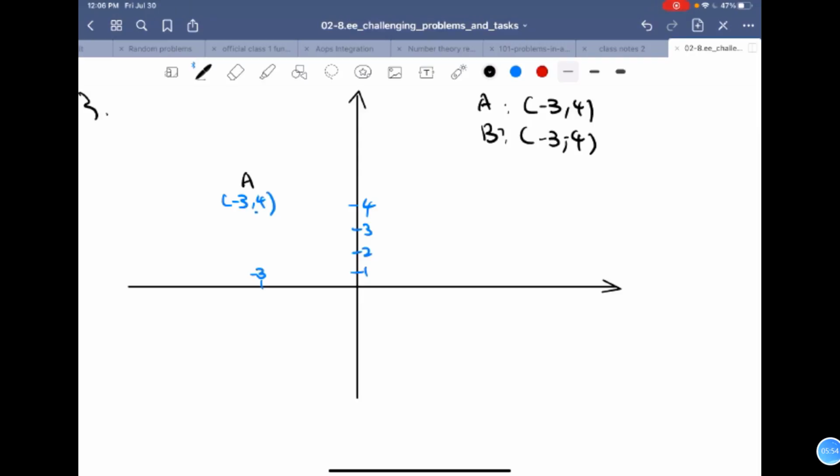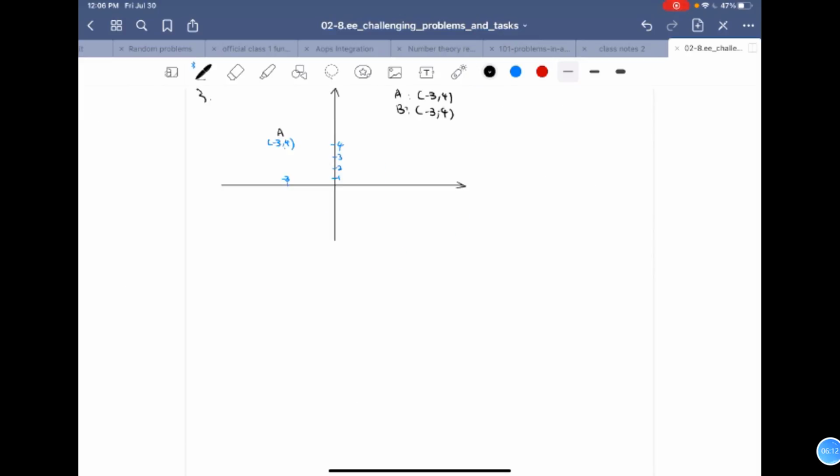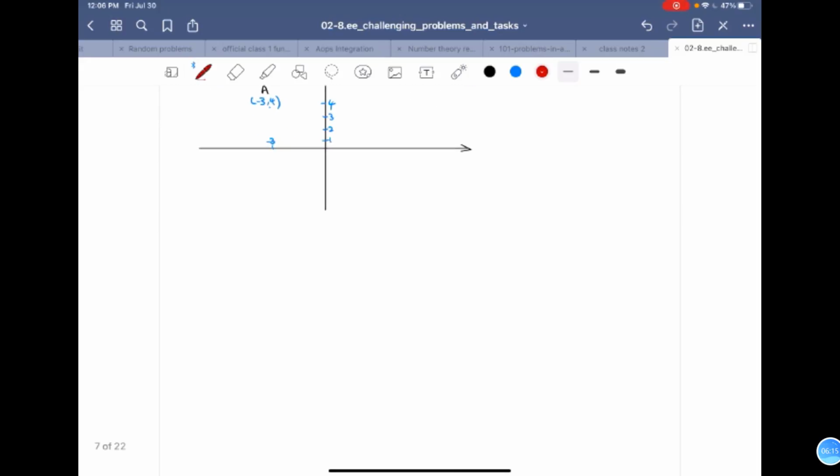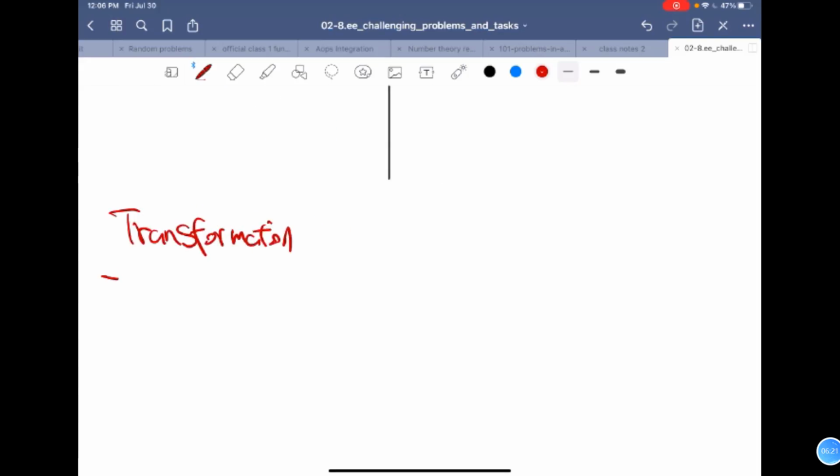That's one way to do it, but there's a more obvious and concise way. So, what are some types of transformation first? Translation, rotation, reflection. Yeah, transformation. Translation, right?